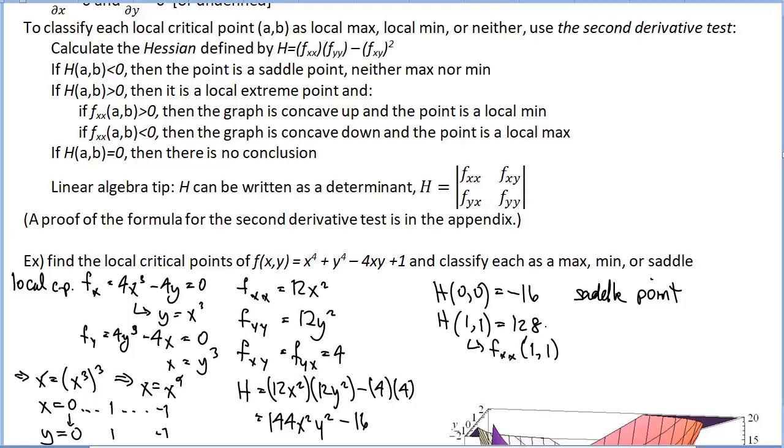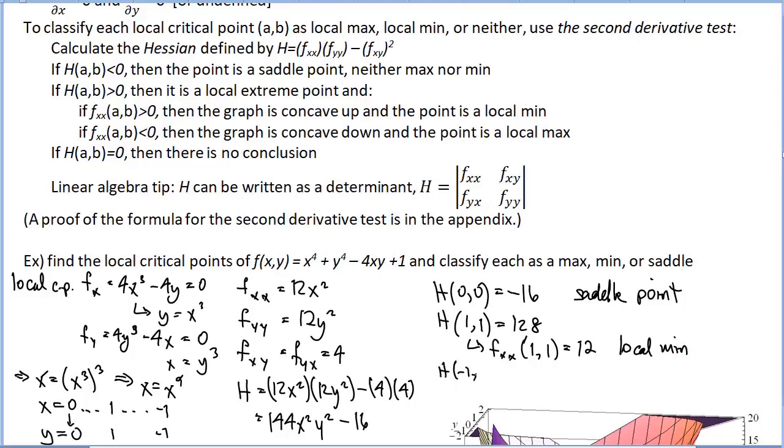Second derivative, fxx at (1, 1), plug it into 12x squared, and that just gives 12. Therefore, the graph is concave up, and you get a local min.